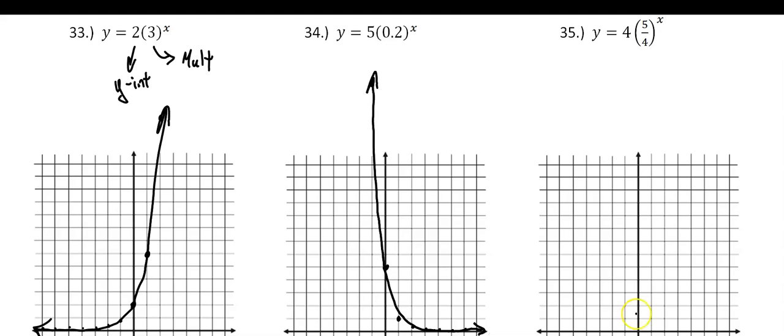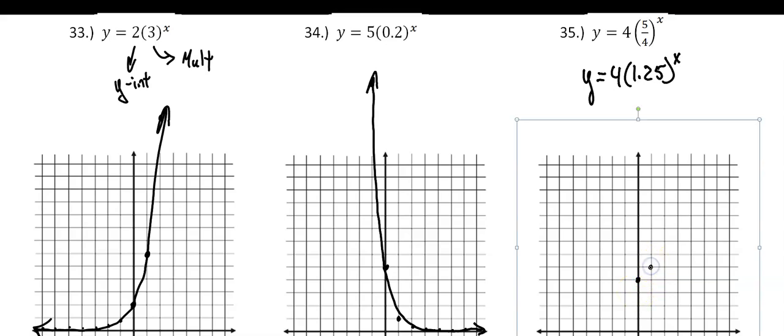Okay. This one, same kind of thing. It starts at a 4. And then I'm multiplying by 5 over 4. And if you want to rewrite that, that's 1.25. If you want to write that as a decimal, that's fine because that's essentially what you're going to be using to plug into your calculator anyway. So then if you do 4 times the 1.25, that gives you a 5. And then again times the 1.25, that gives you a 6.25.